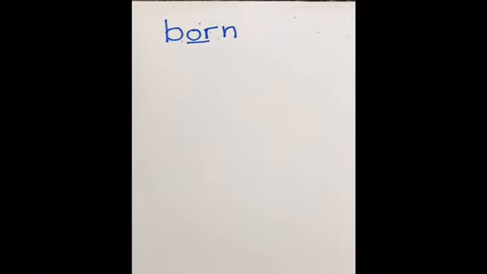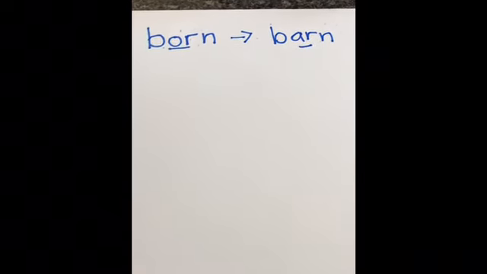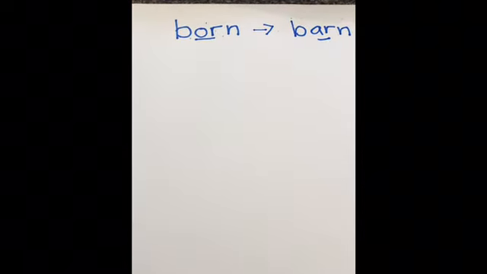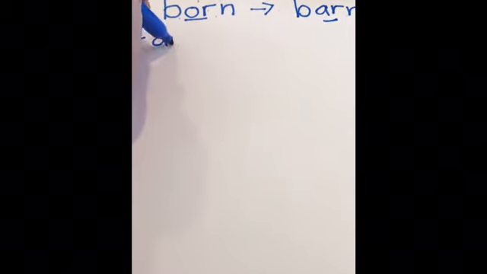So our first word is born. On a piece of paper, I want you to turn the OR into an AR. So born, moving from OR to AR, becomes B-A-R-N, barn. Now, I'm going to do one more as an example, and then you are going to do the rest on your own. We have farm.